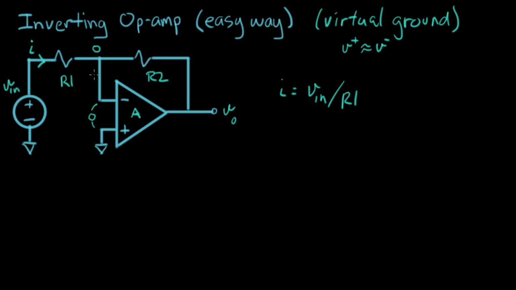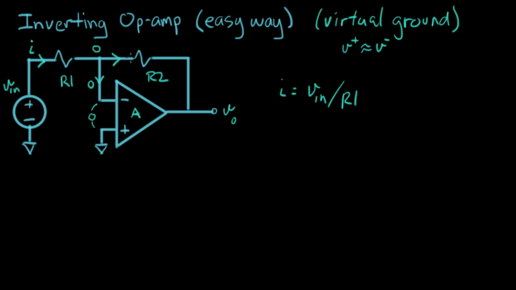Now, as you remember, the thing we also know about op-amps is that this current is 0 here. There's no current going into the input of an ideal op-amp. In a real op-amp, there'll be a really tiny current there. For our purposes right now, we can treat this as 0 current going in here. So what does that mean? That means that I goes through R2.